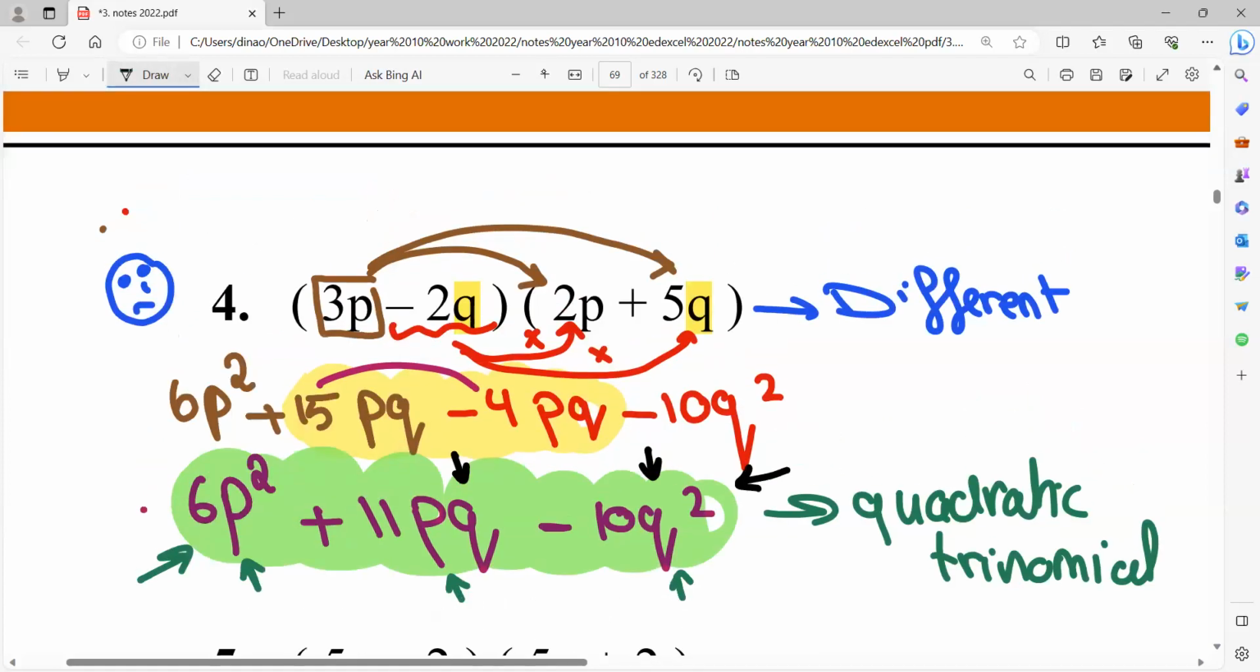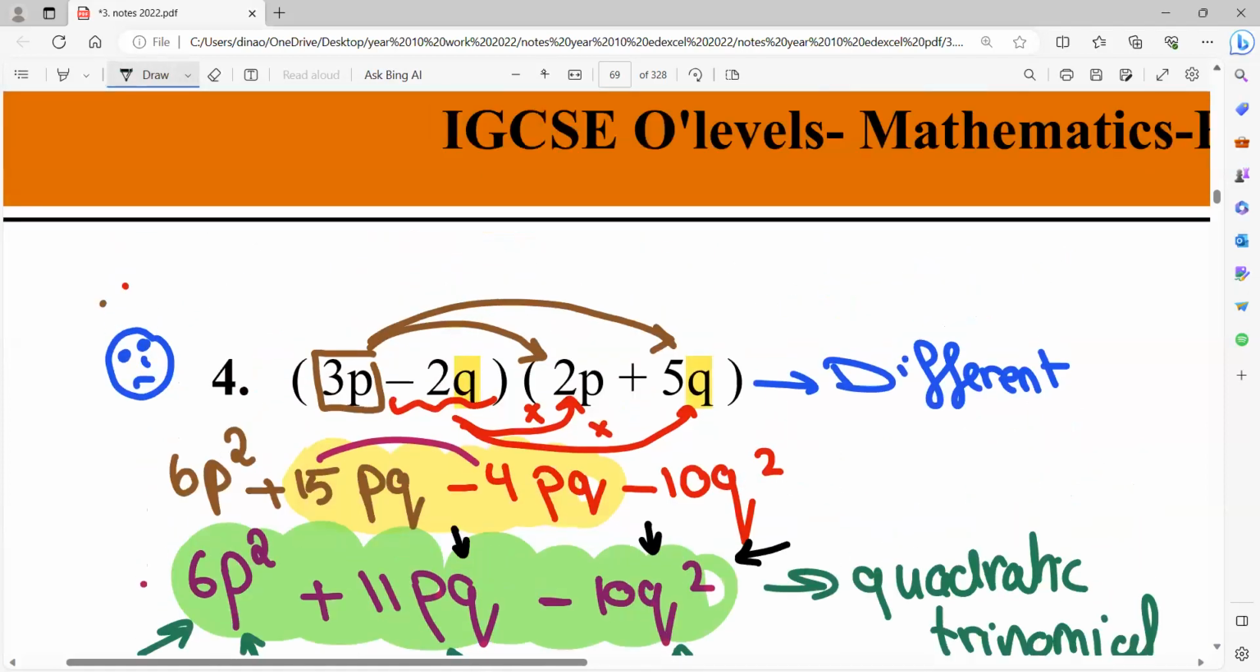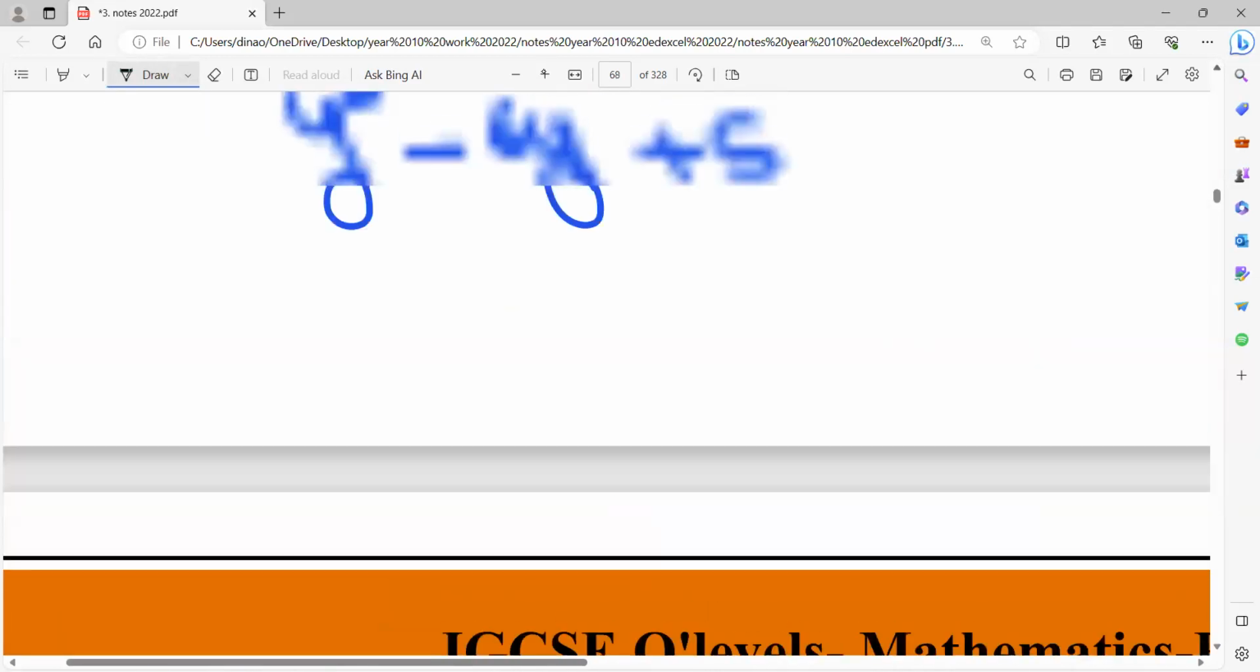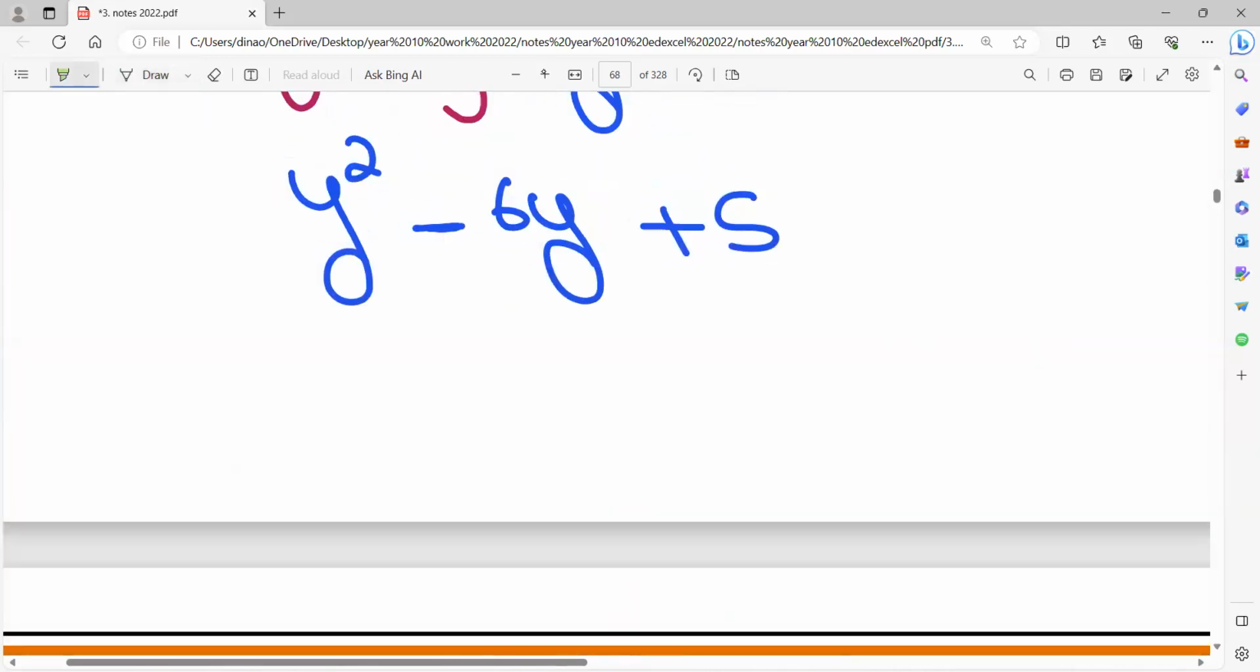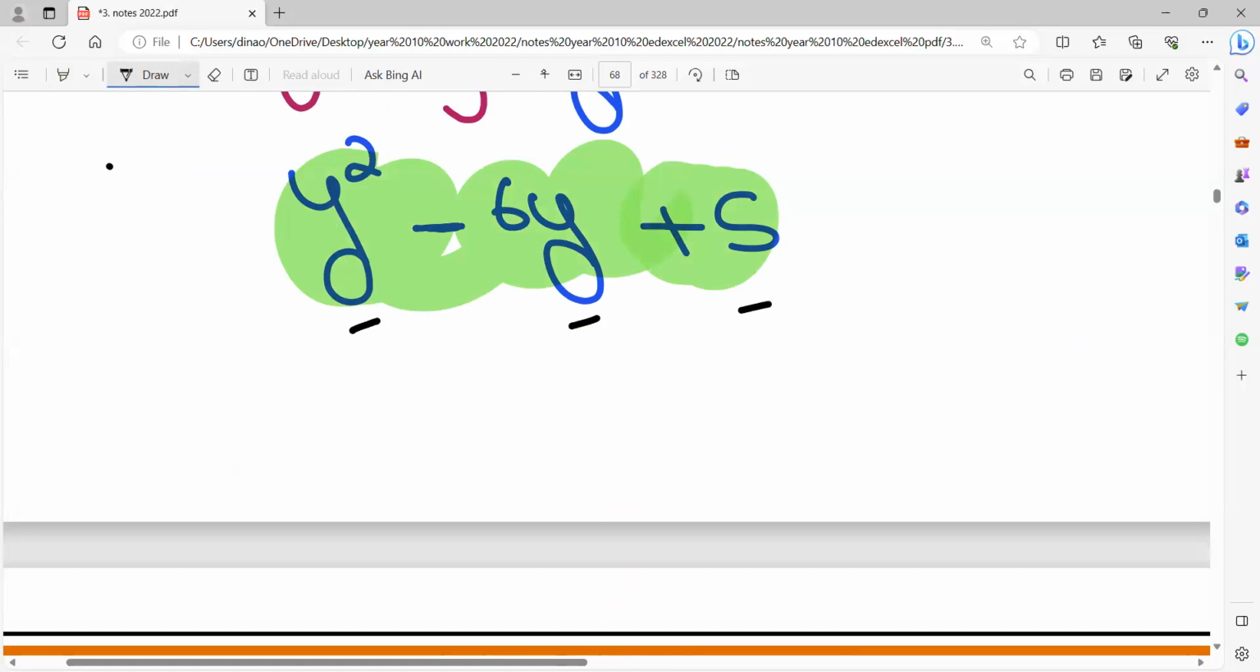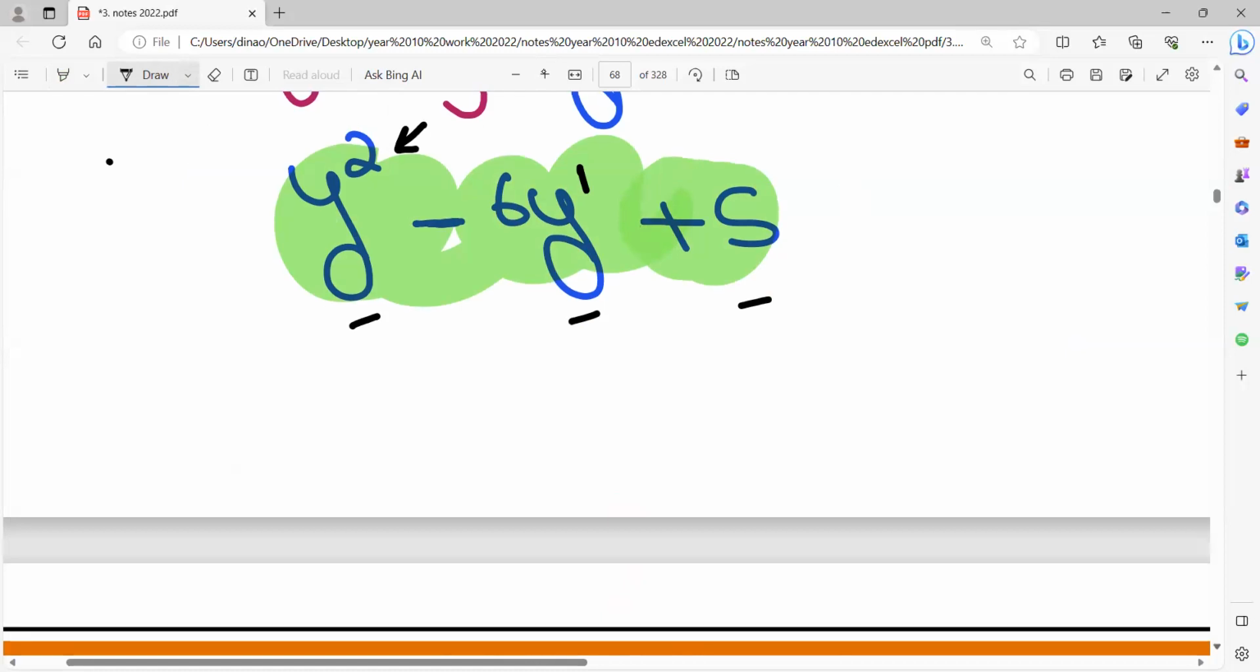Again, trinomial means 3 terms. Quadratic means the maximum power is 2. Again, the result of multiplication of 2 different brackets is a quadratic trinomial. Trinomial means it has 3 terms, as you can see, and the powers are descendingly power 2, power 1, and then if there was a y over here, it would be to the power of 0. And this is what it means by a quadratic trinomial.